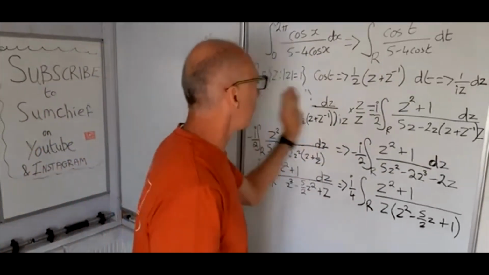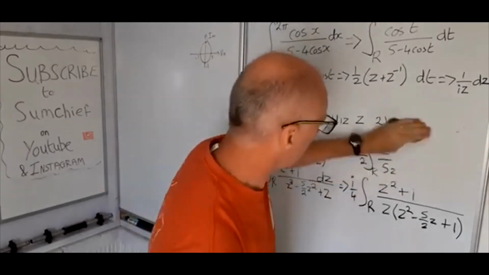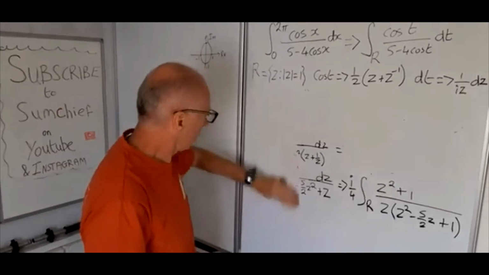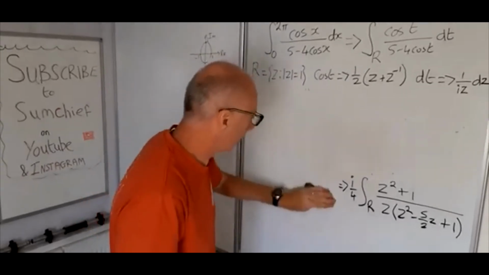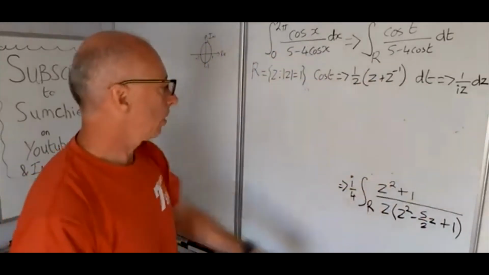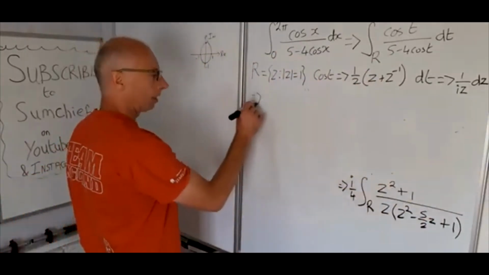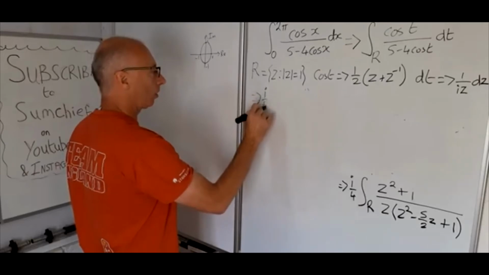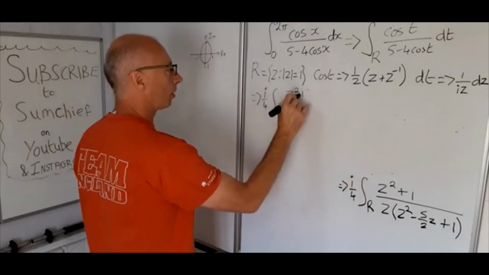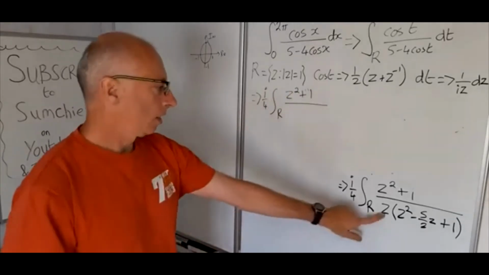Let's start our working out back up top here. Right, let's factor this out again. So i over 4 integral over R, z squared plus 1. Okay, so let's keep the z.